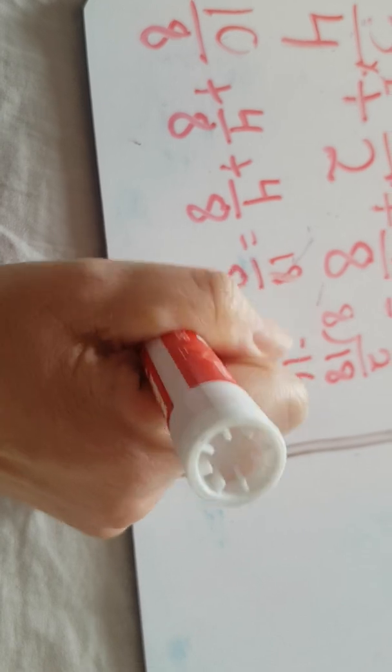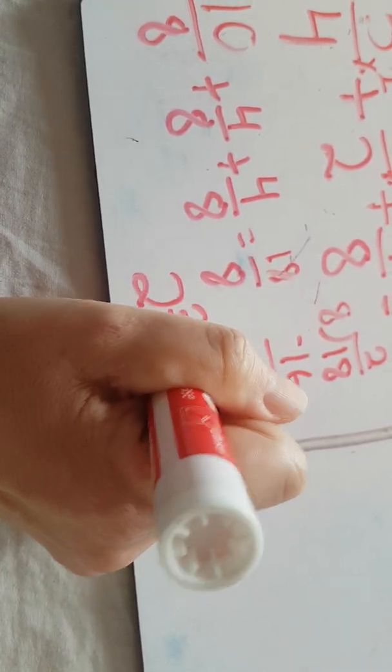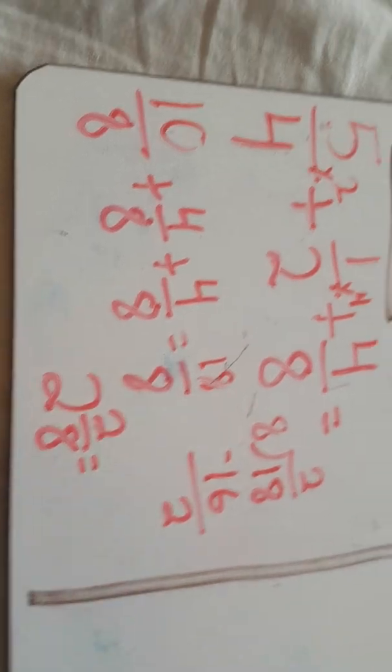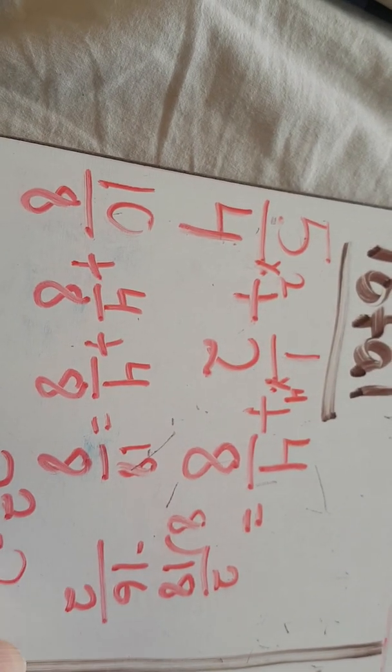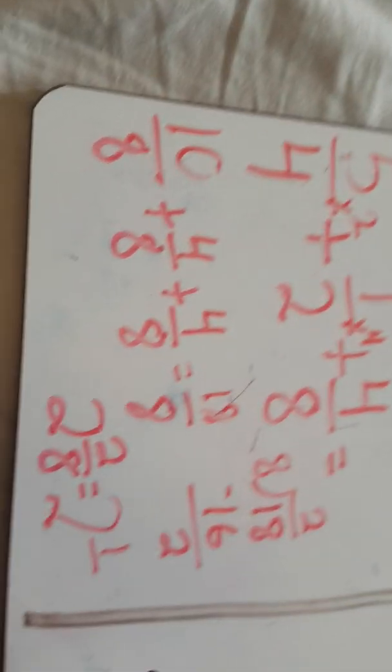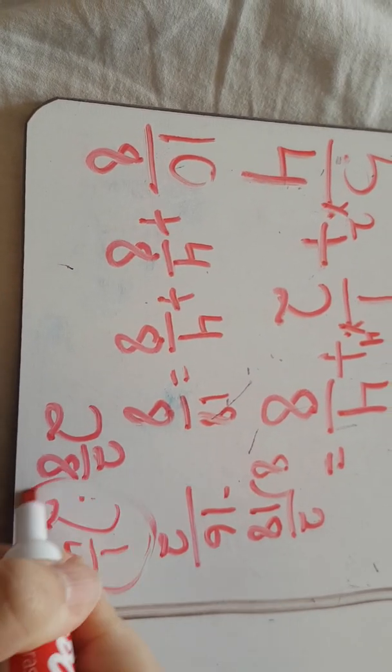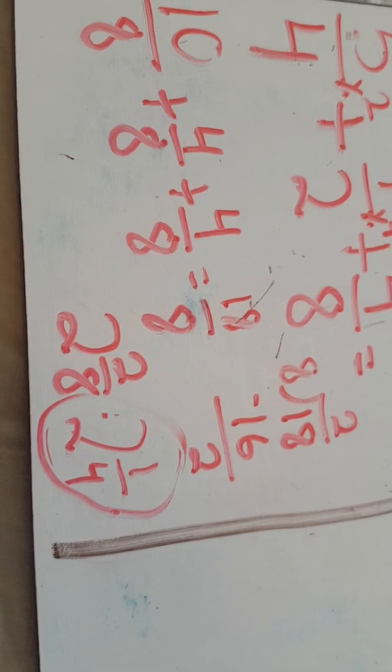So my answer is 2 and 2 over 8, except that I know that I can simplify this. 2 goes into 2 one time. 2 goes into 8 4 times. So my answer is 2 and a fourth. So that is my total.